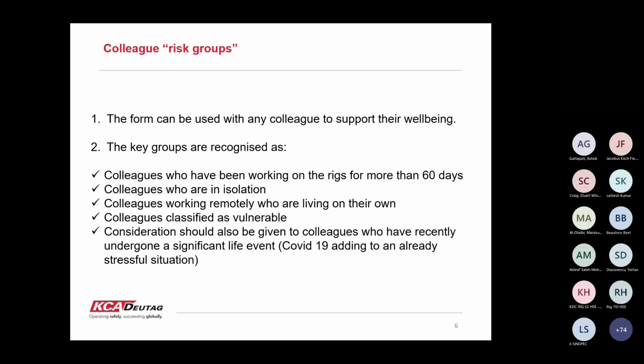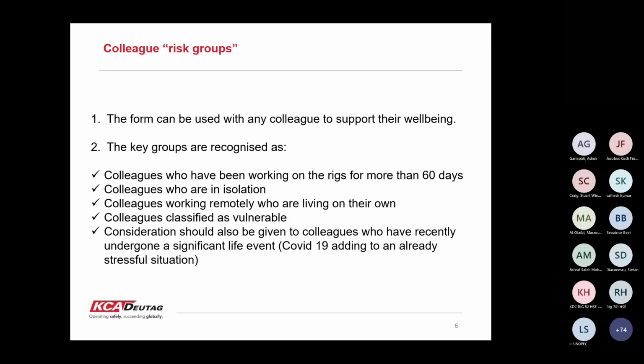So we use this form to support our colleagues' well-being for key groups like people who've been working on the rig more than 60 days. In Kuwait, we know occasions when people spend up to 12 months on the rig site. So we had lots of people in isolation and different quarantine areas inside, outside Kuwait. We had people who work remotely and living on their own, alone at home. Yeah, any colleagues who are classified as vulnerable.